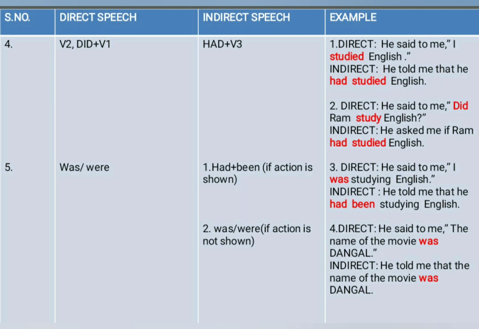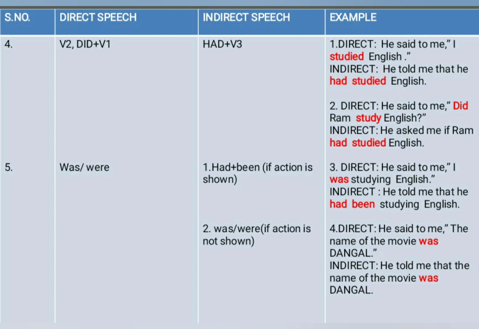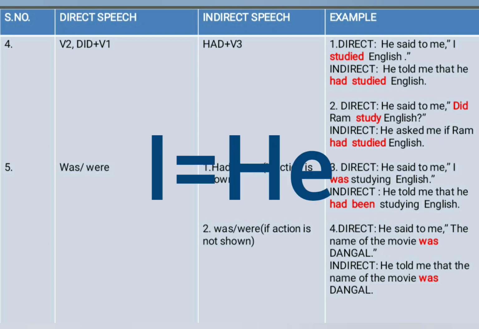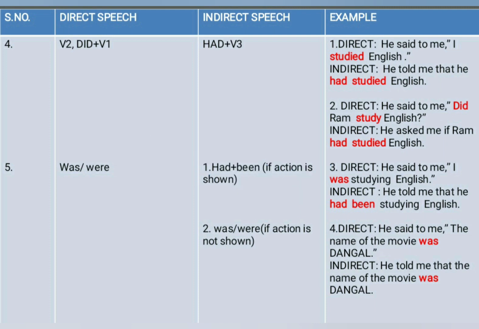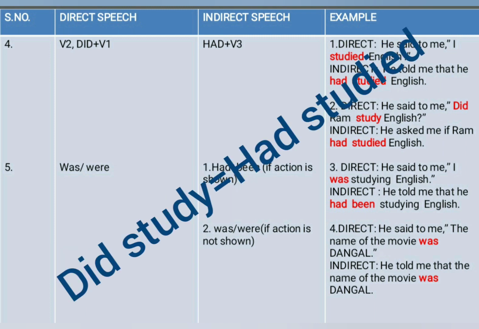Let's see the example. He said to me, "I studied English." When we convert into indirect speech, we get, he told me that he had studied English. Here, studied is converted into had studied, and I is converted into he because I is used for the speaker he. Now the second example, he said to me, "Did Ram study English?" When we convert into indirect speech, we get, he asked me if Ram had studied English. Here, did study is converted into had studied.